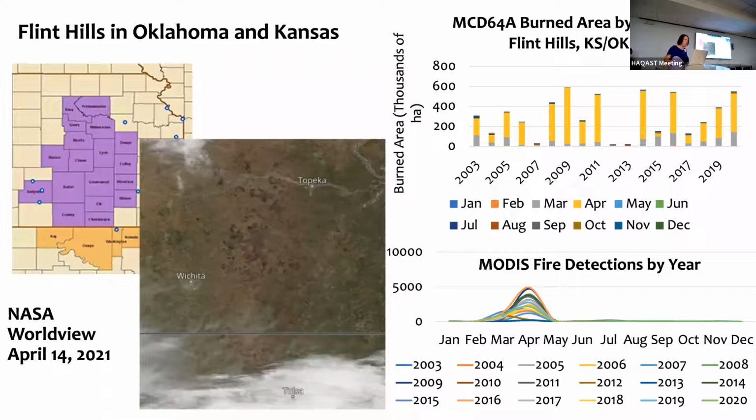The air sensors, the PurpleAir sensors, are out, about to be pulled back. And MODIS is shown in the top, MODIS burned area. On the bottom is the fire detections. So in the Flint Hills, the burning was in April. That's the peak, and it's not that extensive. And this is consistent every year. You can see it in the yellow in the burned area product.